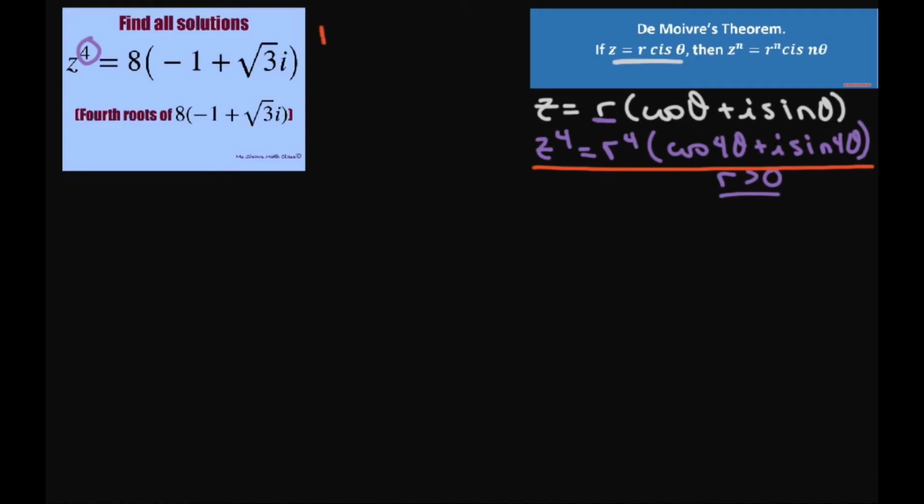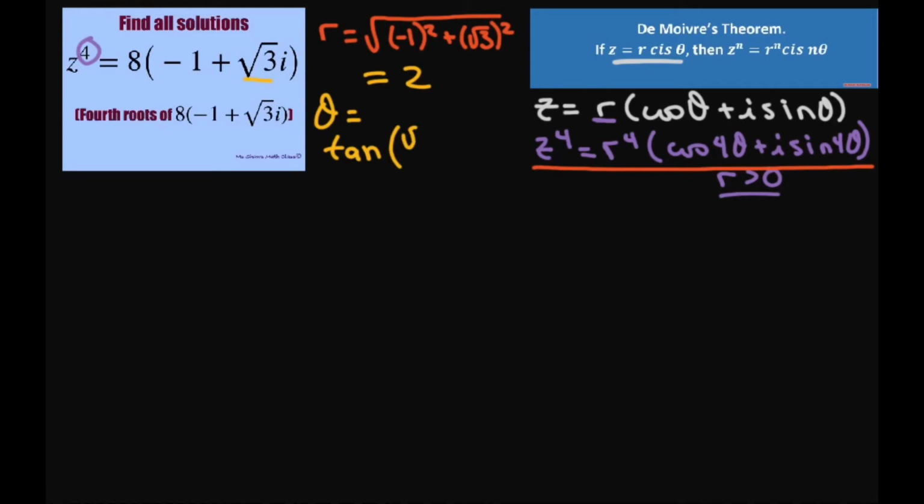Our r is going to be the square root, so that's your absolute value of z here, of negative 1 squared plus square root of 3 squared. That's going to be square root of 4, which equals 2. And our angle is going to be where tan of theta is your y divided by x, so square root of 3 divided by negative 1. So that angle is going to be 2 pi divided by 3. So that's what that is.